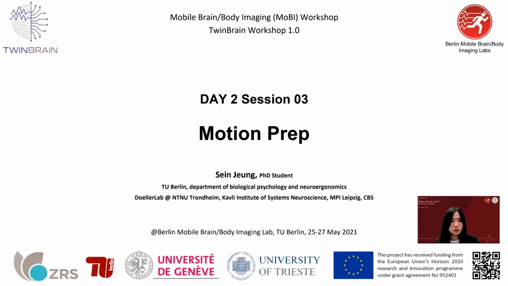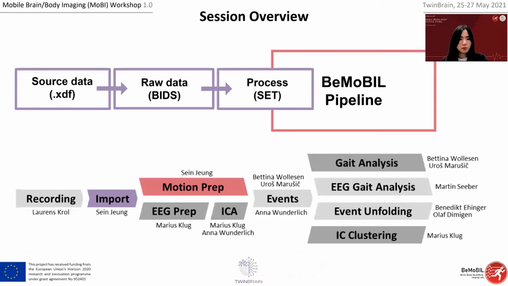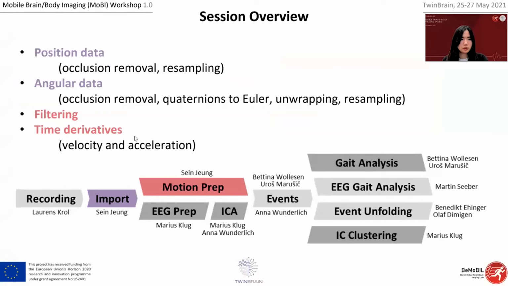So going back to the overview. In this session, we're going to talk about these two steps: import and motion prep. Here we were looking at how we convert the source data to raw and then to set files. And it is very difficult to not resample these data for time synchronization issues and also for harmonization between different streams. And then within the pipeline, you can also do some additional processing on the already imported data. And to summarize this, these are the things that are happening to your data when you are importing.